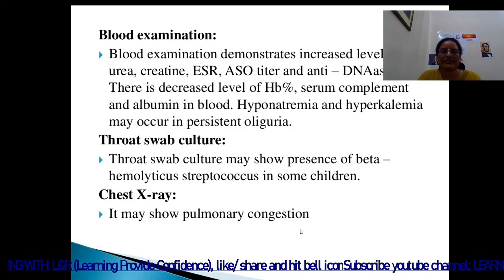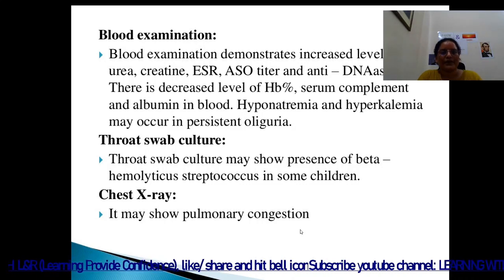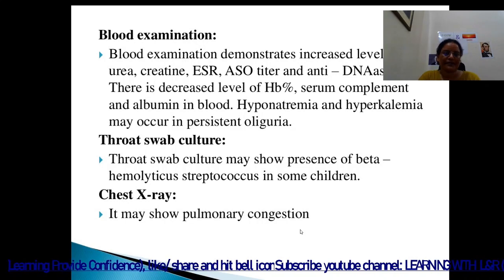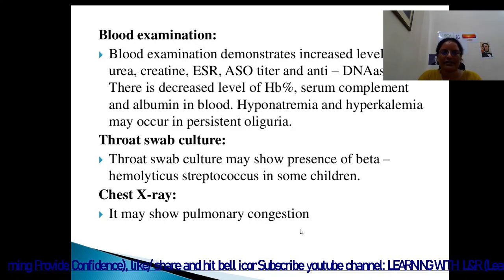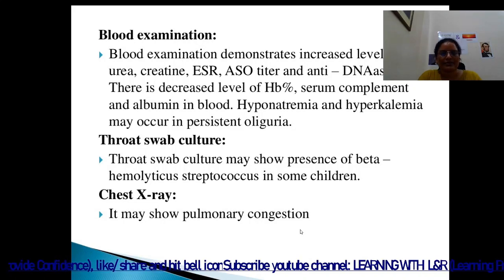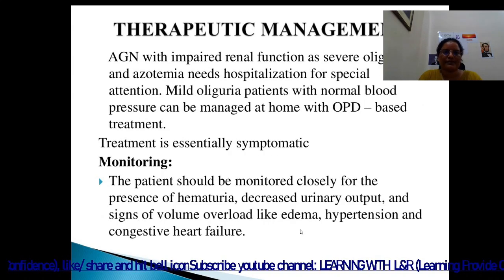There is a decreased level of HB, serum complement, and albumin in blood. Hyponatremia and hyperkalemia may occur in persistent oliguria. Throat swab culture may show presence of beta hemolytic streptococcus in some children. Chest X-ray may show pulmonary congestion.